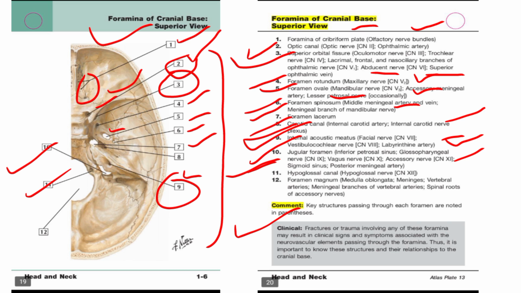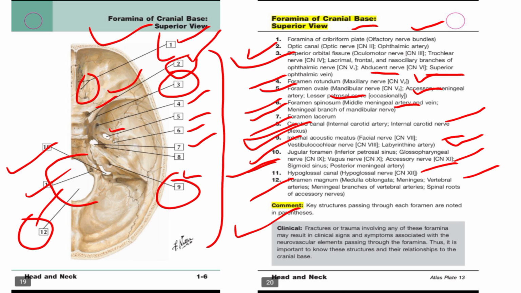And label 11 is the hypoglossal canal. From the name hypoglossal canal, the hypoglossal nerve passes, that is the last cranial nerve, cranial nerve 12. And the twelfth foramen you can see here is of big size. It is the foramen magnum, and from the foramen magnum the medulla oblongata, meninges, vertebral artery pass, and the spinal cord starts and continues from here downward. Review them in detail.